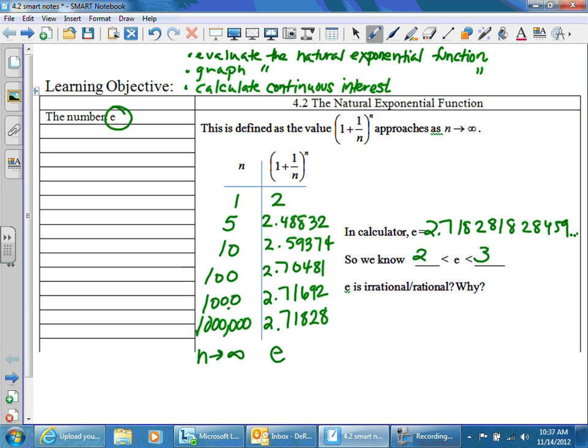And then right here, which one is e, rational or irrational? Kind of said that. I almost forgot to fill it in. It is irrational, and why? Because its decimal is non-repeating and non-terminating.